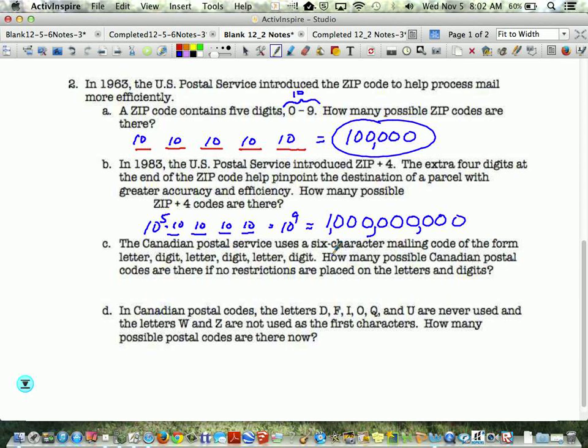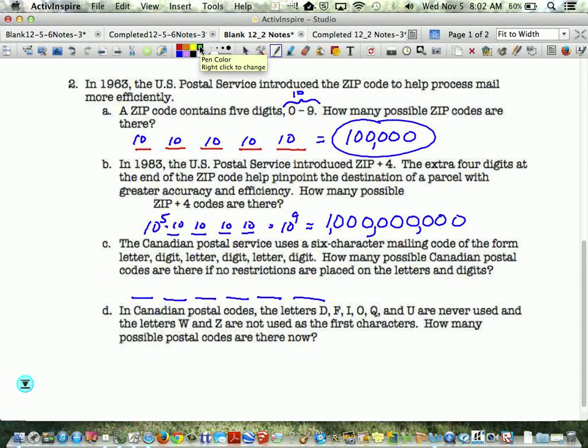The Canadian Postal Service uses a 6-character mailing code in the form of letter, digit, letter, digit, letter, digit. How many possible Canadian postal codes are there if no restrictions are placed on their code?